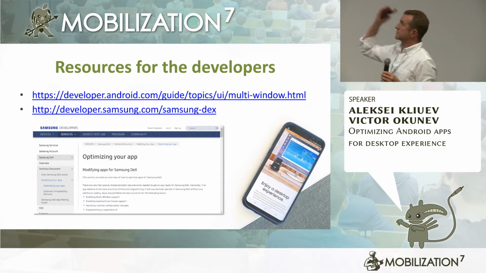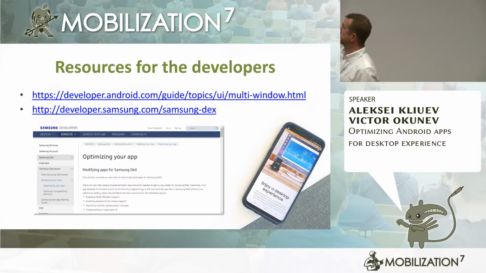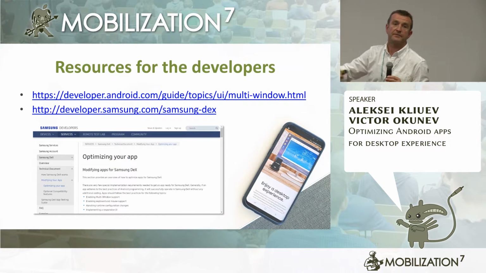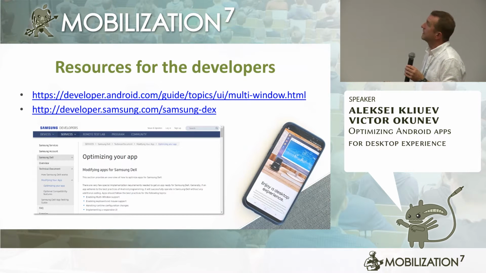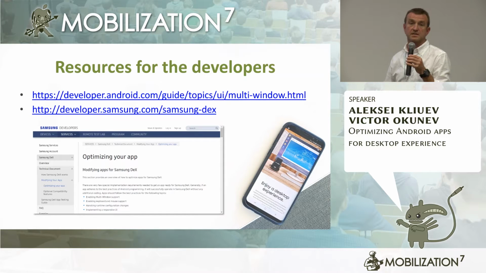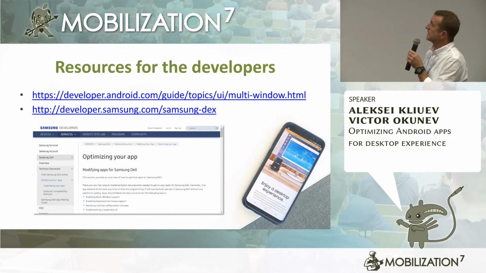So now resources. Where do I go from here? So again, developer.android.com. That's your primary resource because, again, there's nothing proprietary in this technology. But there's also a developer.samsung.com site. That's where we provided basically copy and paste examples that you can use to maybe do some tweaks in your code.